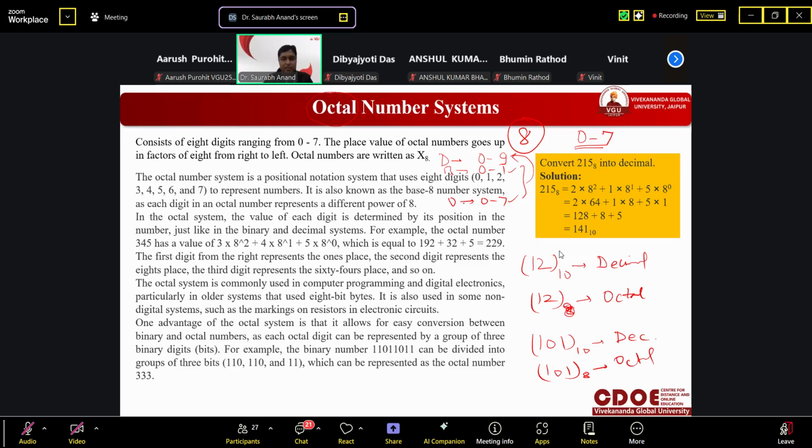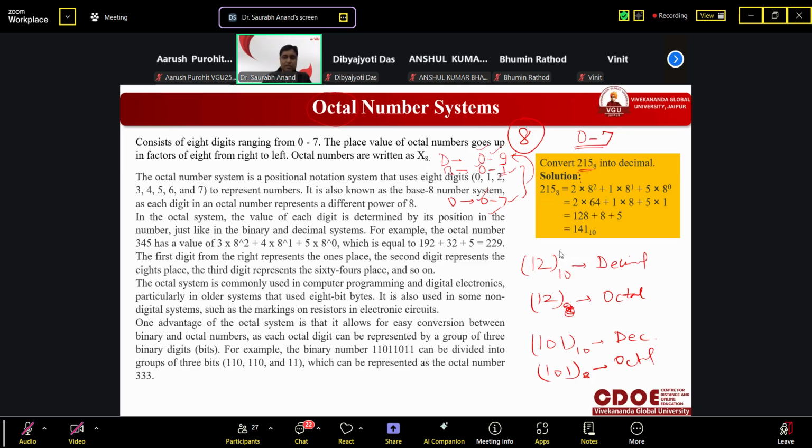Every number starts from 0, and 1 is also coming in this as well as this. Clear? A number having 0 and 1 is not always binary. It may be decimal or octal also. Clear? Any doubt?